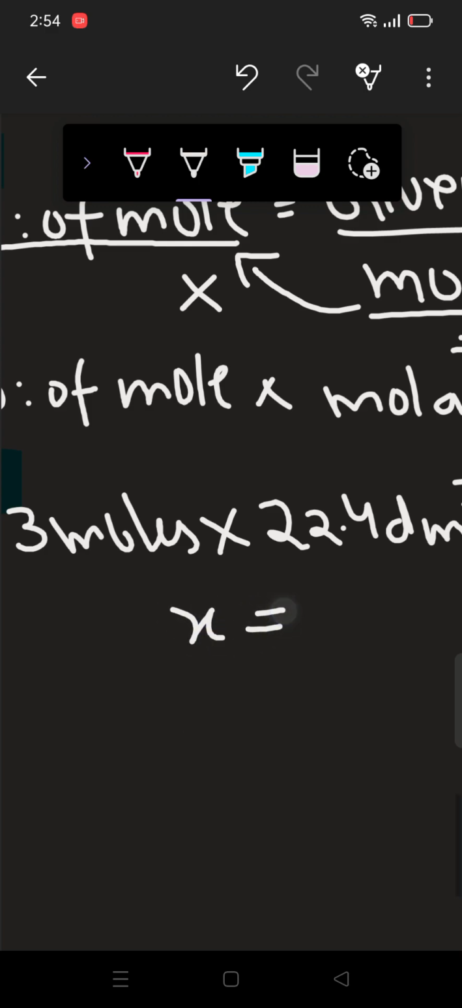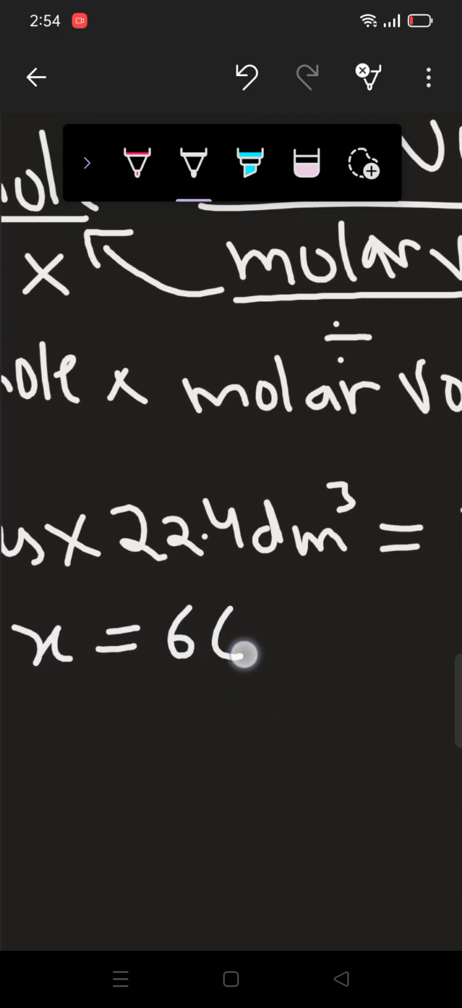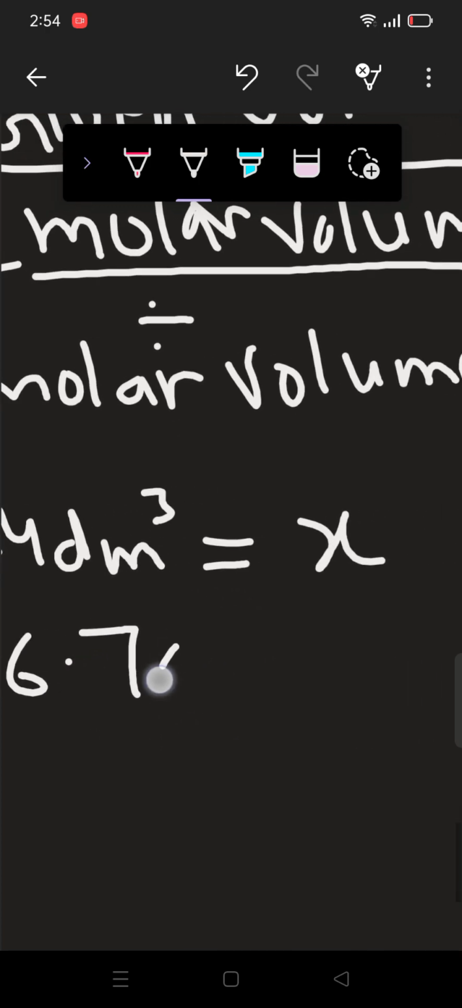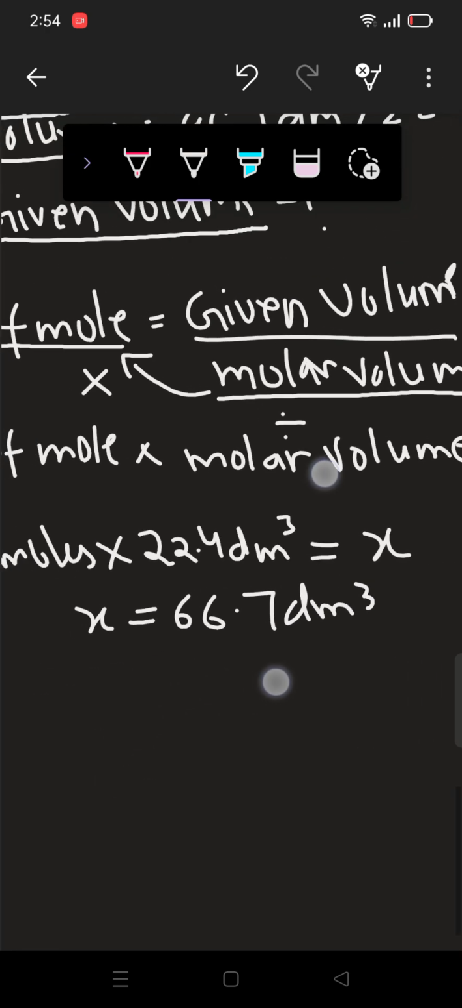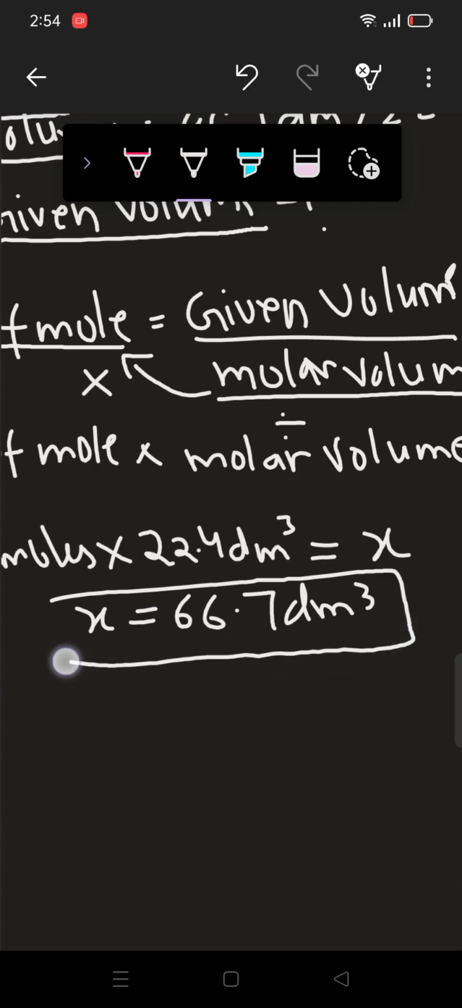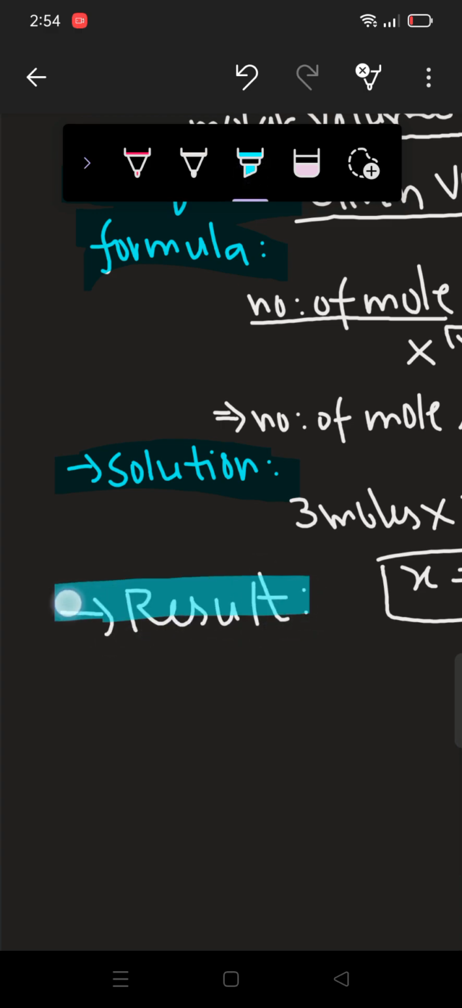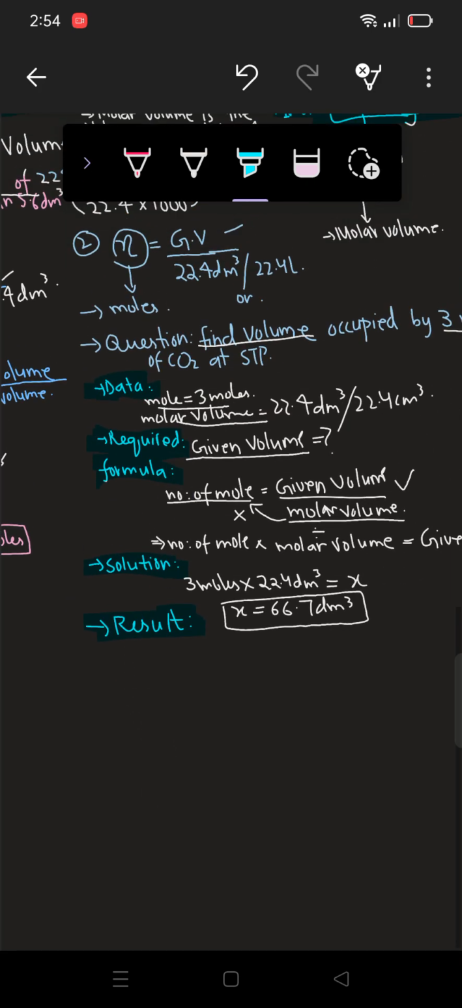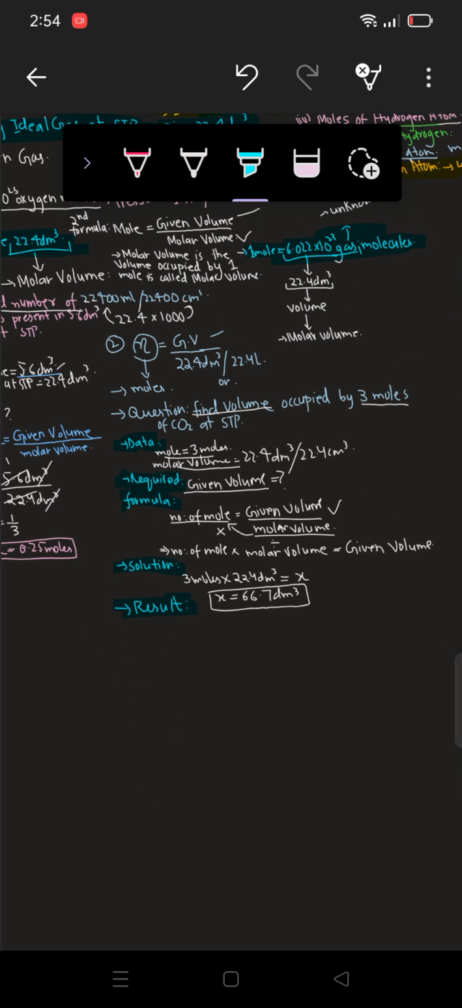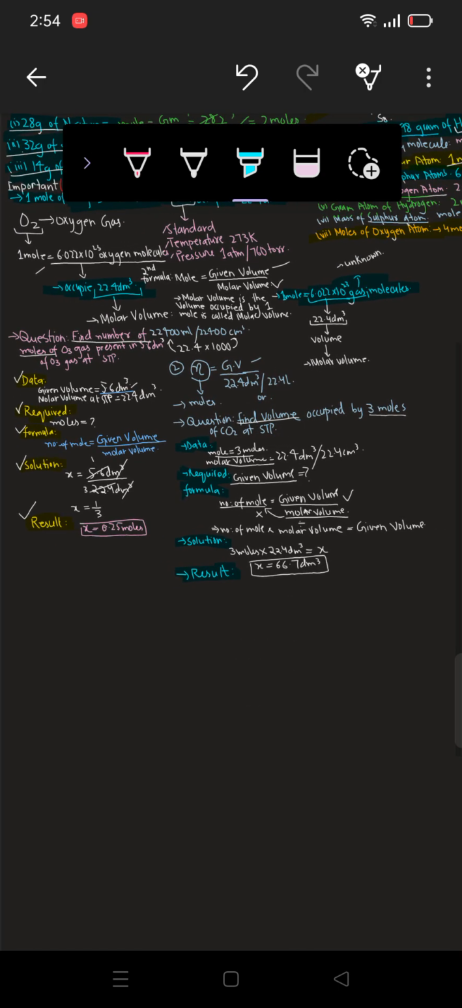So x is equal to 66.7 dm cube, and that is the result I have. We have found the given volume of the carbon dioxide when we were having 3 moles of carbon dioxide at STP, and that is equal to 66.7 dm cube.